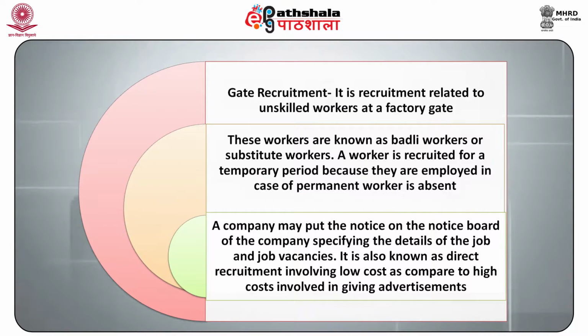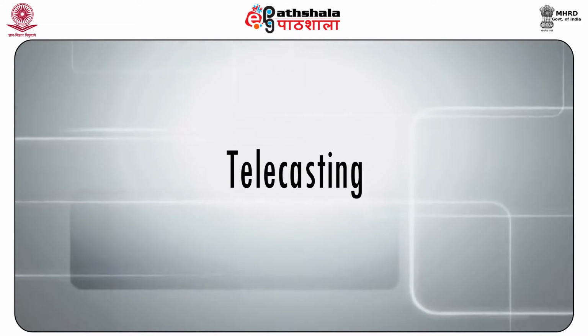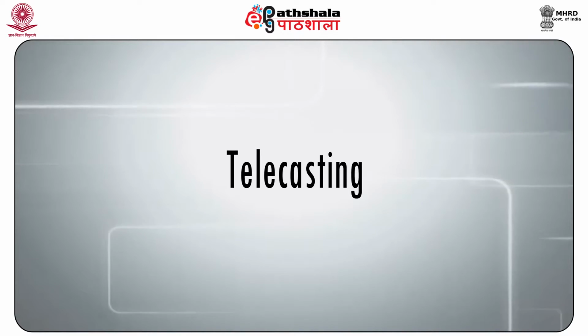The next source of external recruitment is gate recruitment. It is recruitment related to unskilled workers at a factory gate. These workers are known as badli workers or substitute workers. A worker is recruited for a temporary period because they are employed in case a permanent worker is absent. A company may put a notice on the notice board of the company specifying the details of the job and job vacancies. It is also known as direct recruitment, involving low cost as compared to the high cost involved in giving advertisements. The last but not the least source of external recruitment is telecasting.